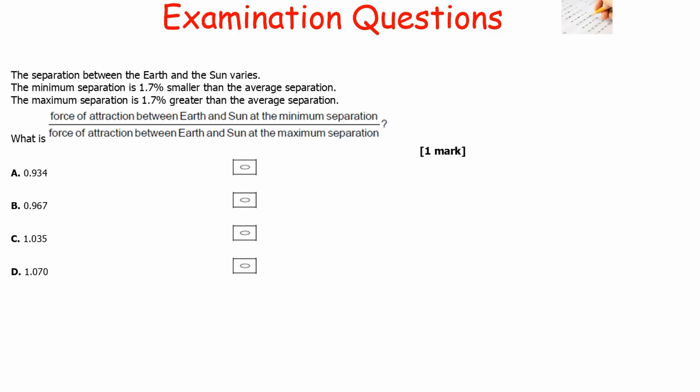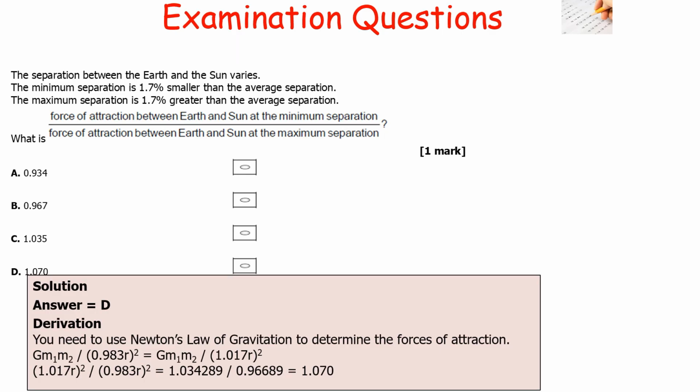Right, so how do you answer this particular question? Well, the answer is D. Now, you need to use Newton's law of gravitation to determine the force of attraction, because it's the gravitational force. So we can say F equals big G m1 m2 over r squared. Now, the difference between the two of them is going to be the value you put next to r squared.